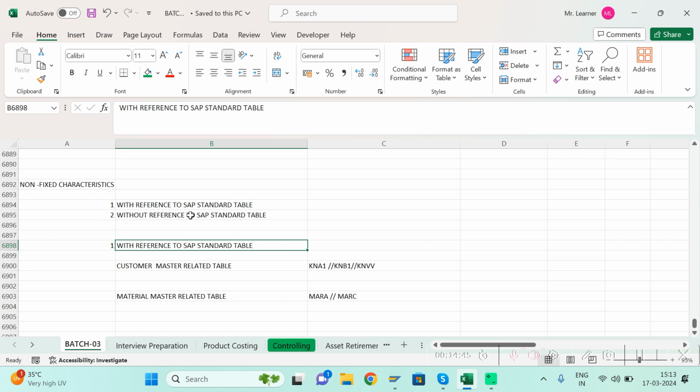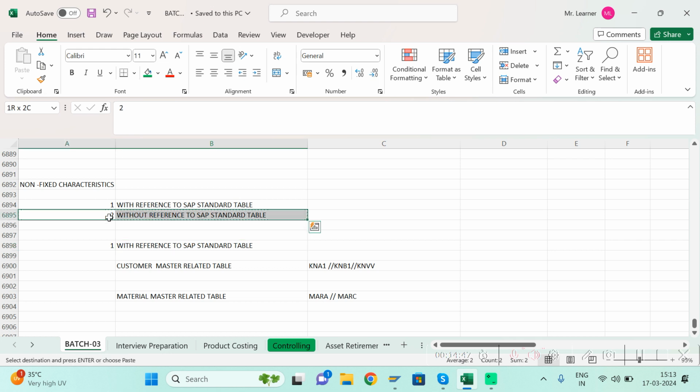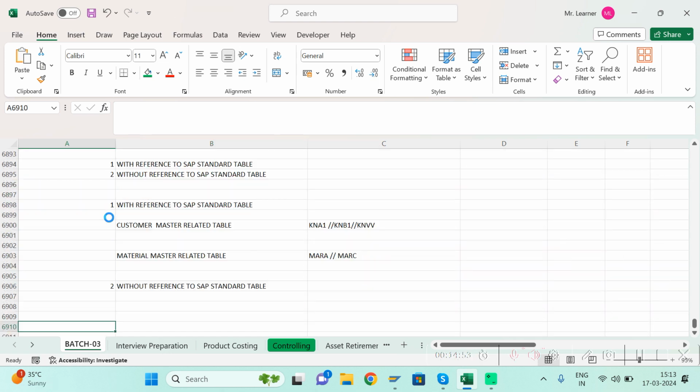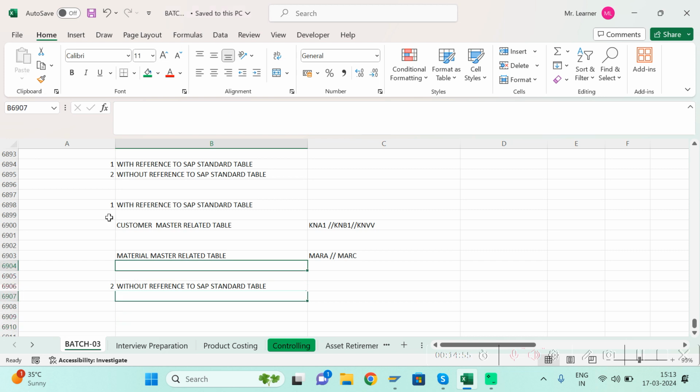Now if you don't want to use the table, if you want to create your own characteristics, then the first point is that the characteristics must start with WW. The first two characters should be WW, followed by any other characters.